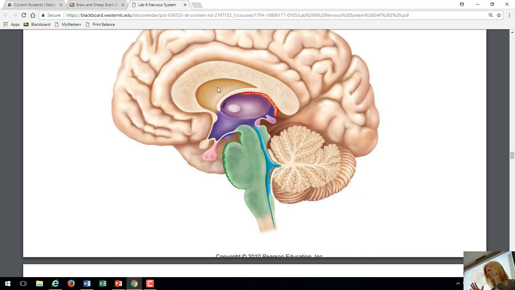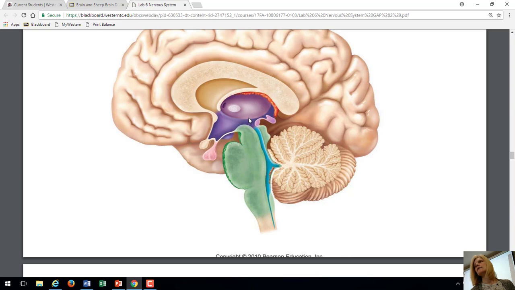So the lateral ventricles are underneath the corpus quadrigemina. Oh, I keep saying this wrong. Underneath the corpus callosum, we have the lateral ventricles. And then in between and around the thalamus is the third ventricle.